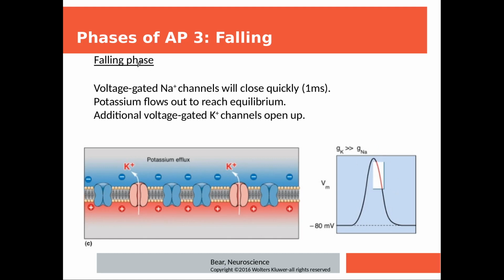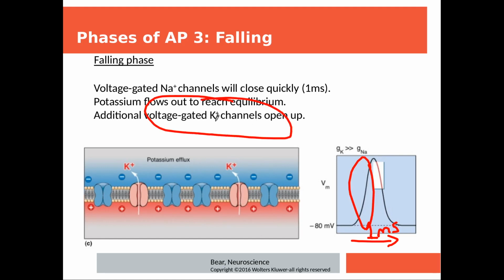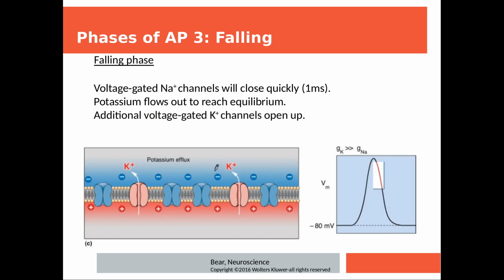So phase 3 is basically the falling phase, right? The voltage-gated sodium channels close pretty quickly. This is about 1 millisecond or 2 milliseconds, 1/1000th of a second. So after all the sodium channels open and close, the potassium channels are still relatively open. And also additional voltage-gated potassium channels open up. They're slower to open up than the sodium ones. And so potassium flows out of the cell, causing you to try to reach the equilibrium, the resting state.